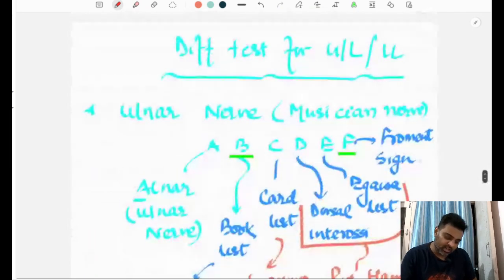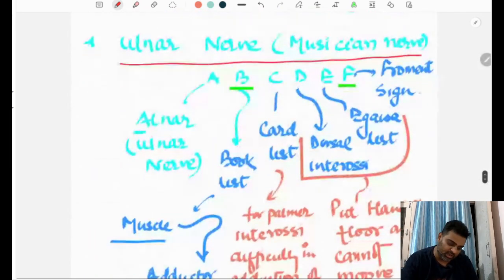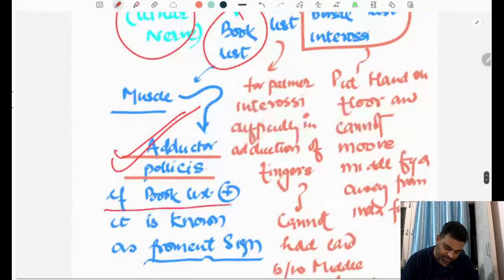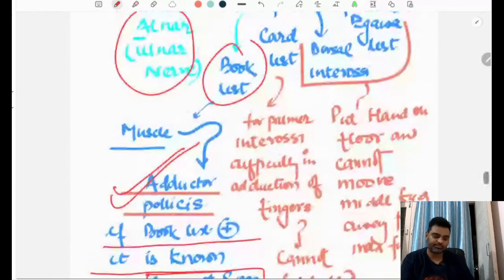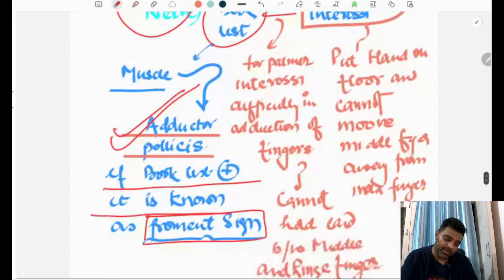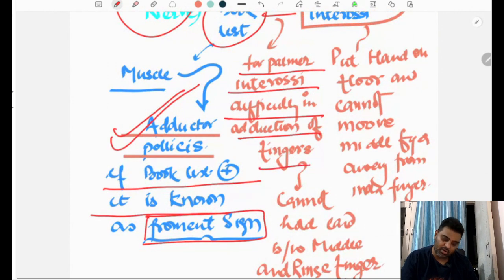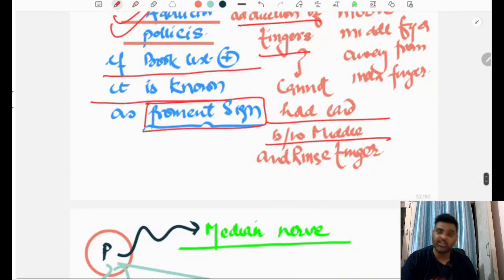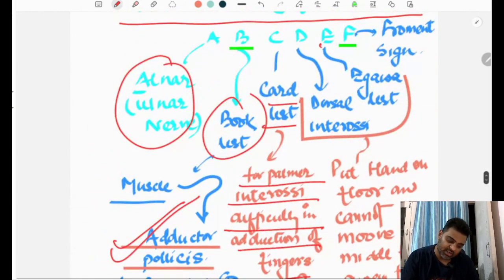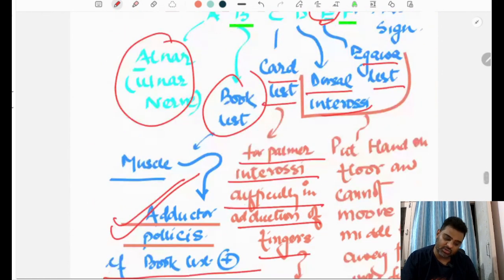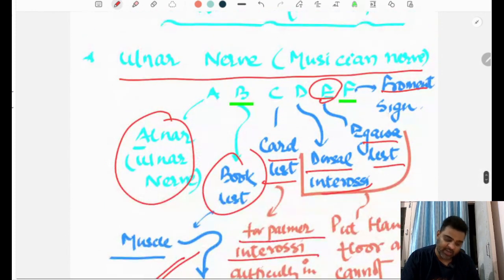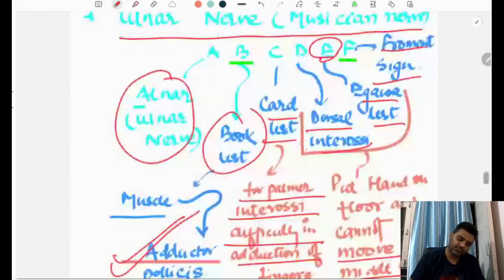So I've told you the ulnar nerve, also known as the musician nerve, A for ulnar nerve, B for book test. The muscle involved is the adductor pollicis. If the book test is positive, that is known as the Froment sign. Then I've told you the card test for palmar interossei: difficulty in adduction of the fingers, cannot hold a card between the middle and ring finger. Then for dorsal interossei, the egg test: put the hand on the floor and cannot move the middle finger away from the index finger. And then the Froment sign, if the book test is positive.